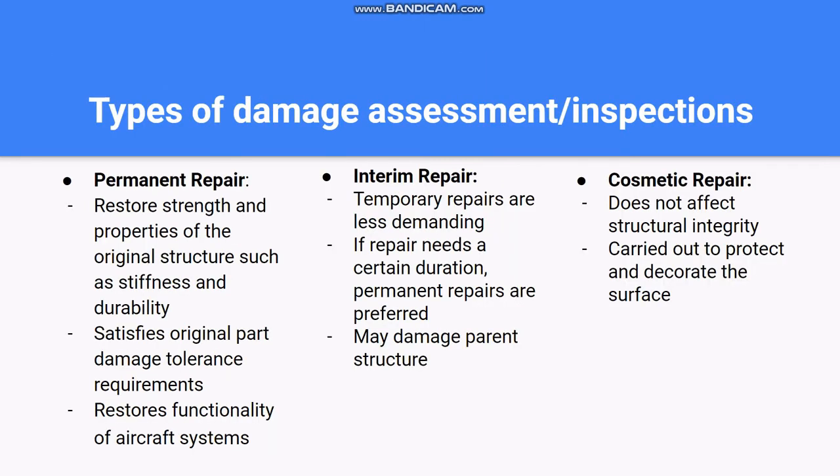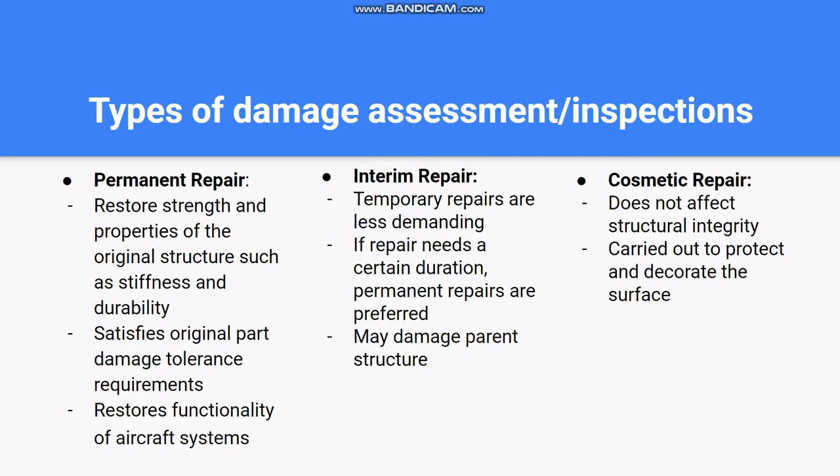Types of damage assessment or inspections. There are three types of repairs. First is the permanent repair, which restores strength and properties of the original structure such as stiffness and durability. It satisfies original part damage tolerance requirements. And lastly, it restores functionality of aircraft systems.